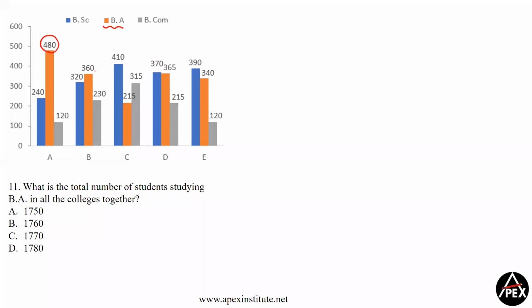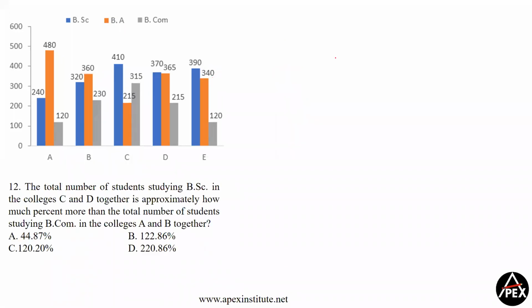So we have 480 plus 360. So 840. Okay, I will write 840 here. 840 and 340. So 1180. Now 1180 plus 215, so 380 plus 580. Okay, so this will be 1760 should be the answer. Is it 1760? Perfect. 1760. Yes. Thank you, guys. So the answer for 11th question should be 1760.